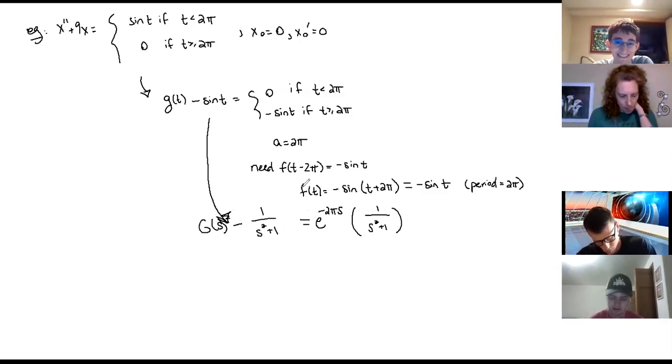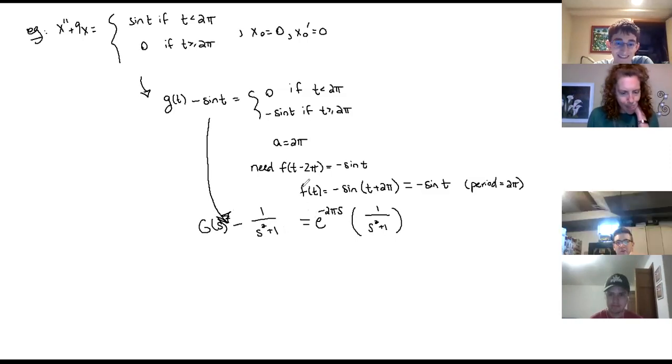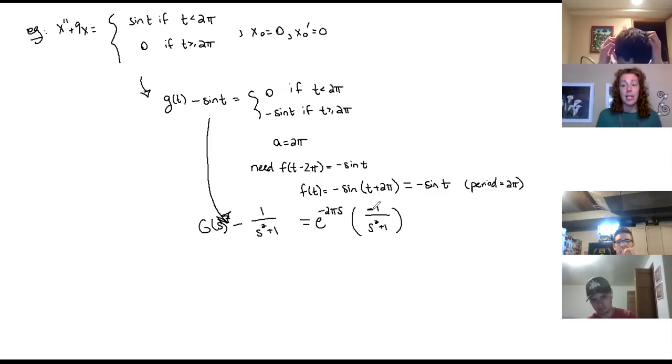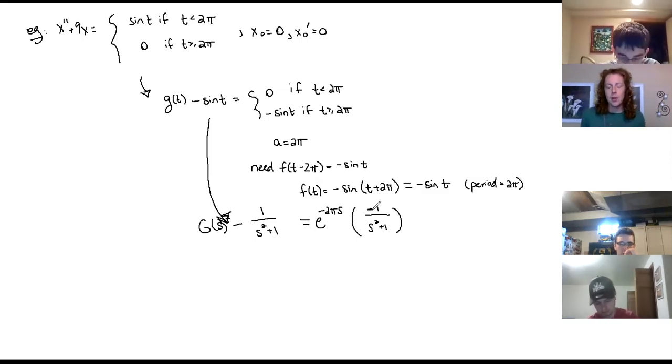Grant, question. When you're taking the transform of f of t, since it's negative, does that negative go with? Yep, sorry, so my negative should go up in the numerator right there. Thank you. Yes, missed my negative.